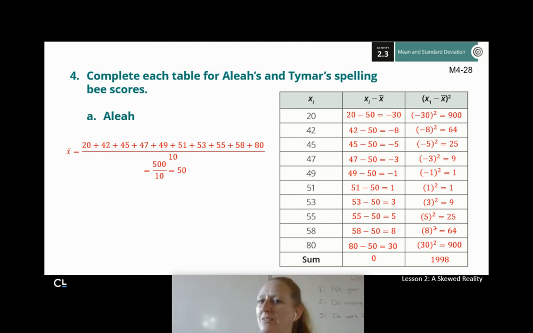We'll deal with her standard deviation in just a minute. We'll come back to Aaliyah's standard deviation. We filled in the table. It did say to complete the table. We'll finish off Aaliyah's standard deviation in just a little bit.